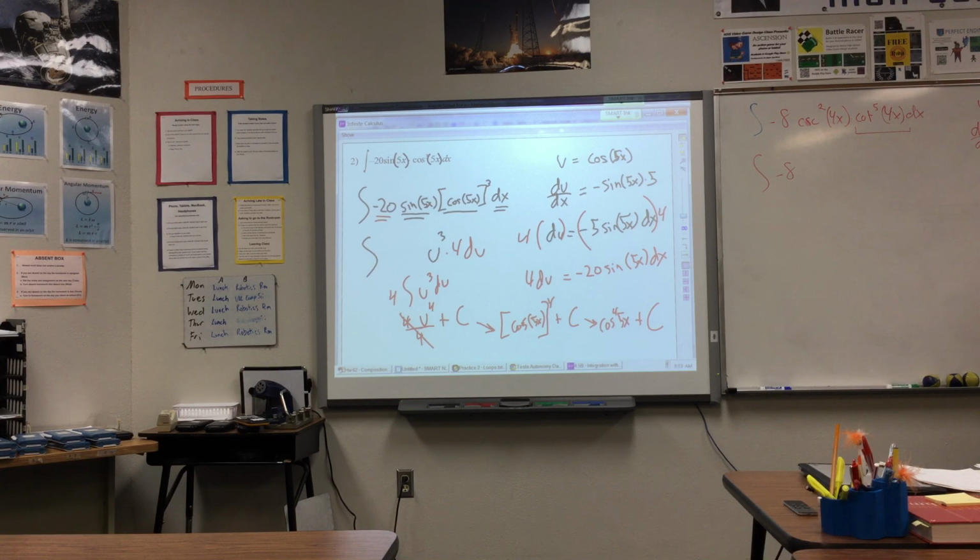So we'll pop down the 5. So 5 times cotangent of 4x to the 4th, right? And then what's the derivative of cotangent? Cosecant squared, or negative cosecant squared. Negative cosecant squared 4x times 4 times 4.